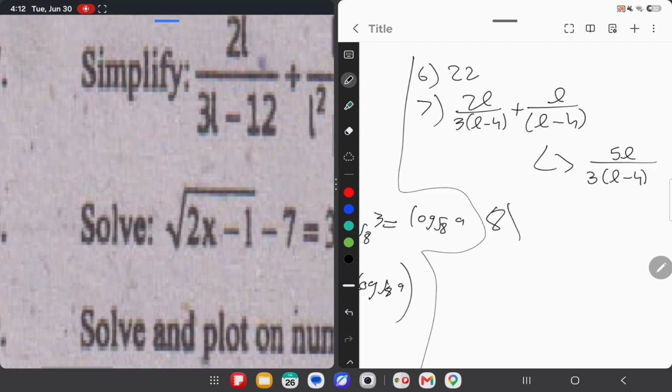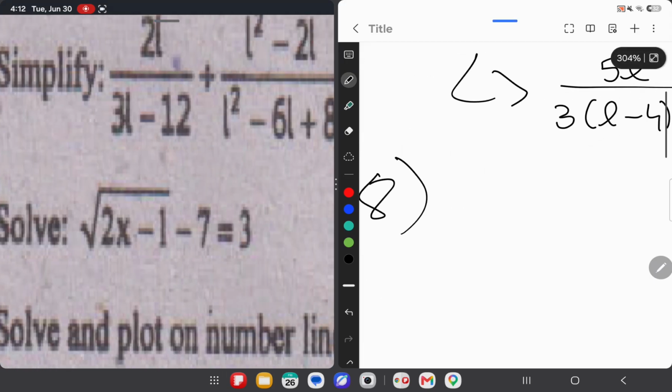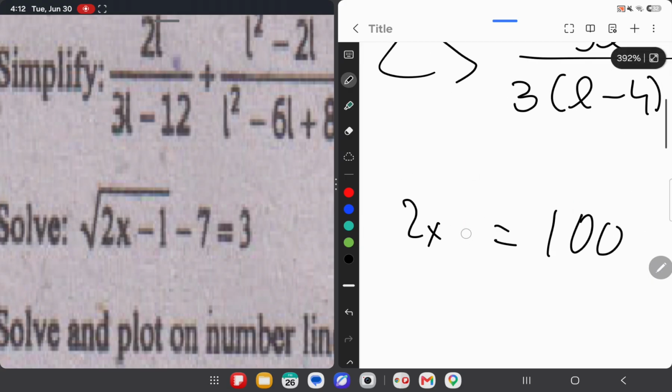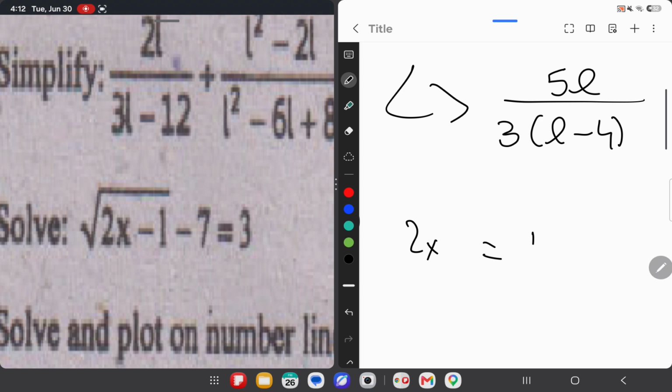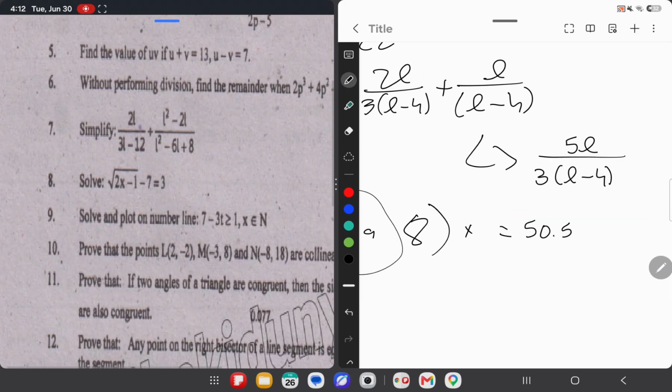Solve this expression. Square root of 2x minus 1 is equals to 10, 100, sorry, 2x, 101, this is 50.5. Imagine using marks because you cannot divide by 5. Very weird.